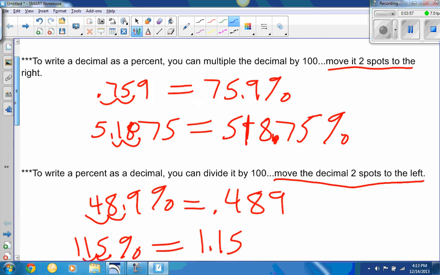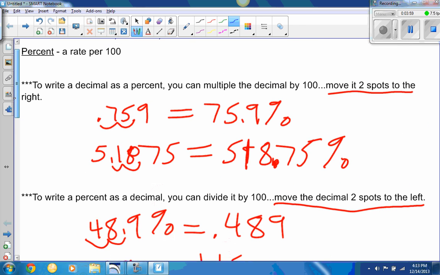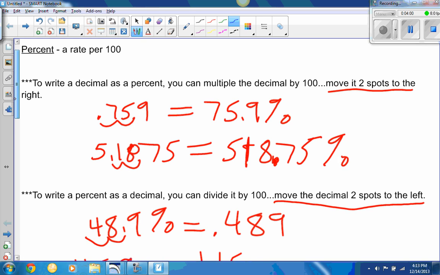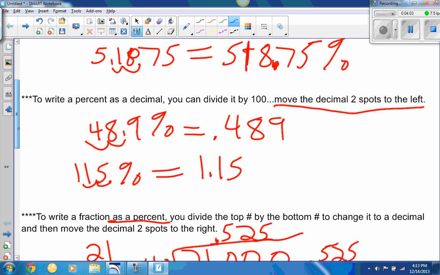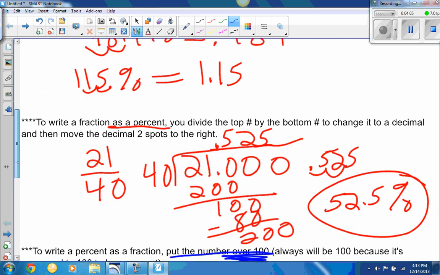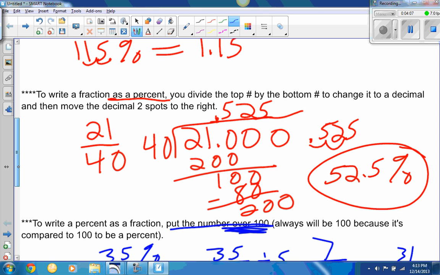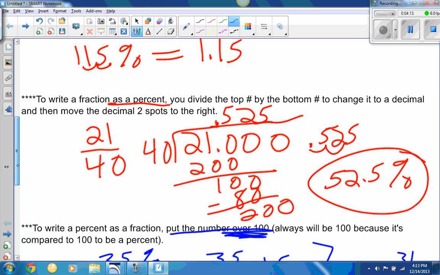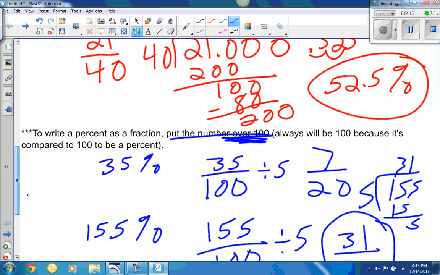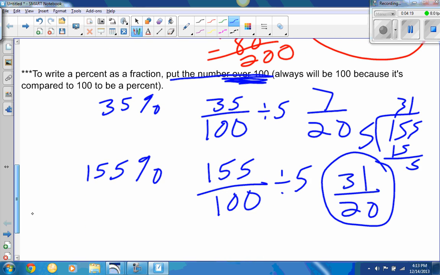So 4 different types of problems. Changing a decimal to a percent, and that's very simply just moving it 2 to the right. From a percent to a decimal, you go 2 to the left. Fraction to a percent, there's 2 steps. You divide the top number by the bottom number, and then after you get your decimal, move it 2 to the right. And then to write a percent as a fraction, just put it over 100, reduce it, and leave it as it is, even if it's top heavy.